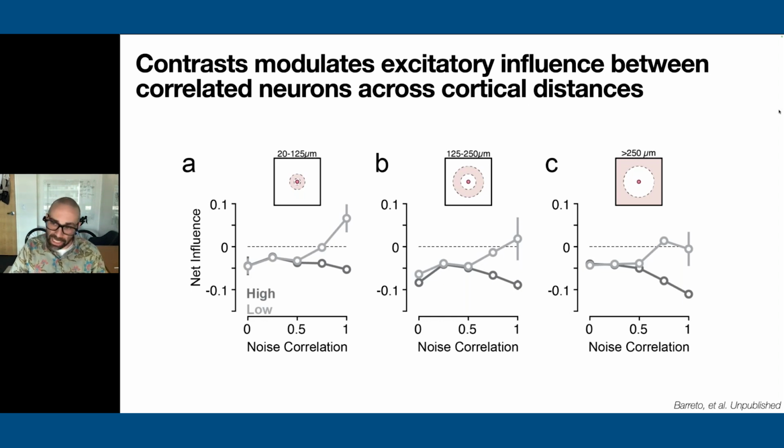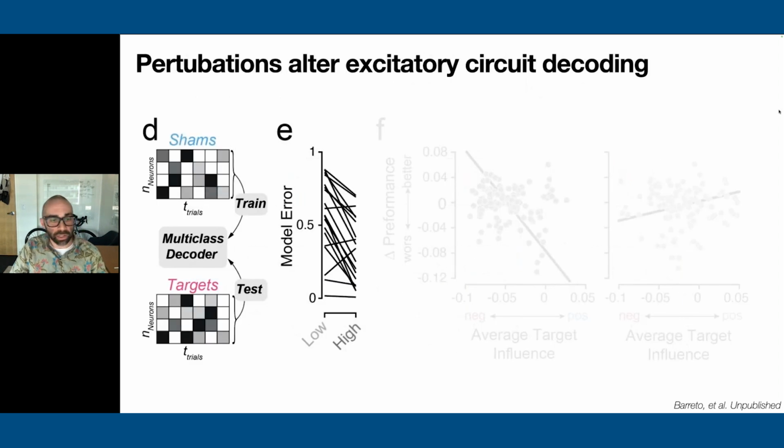And so if this was the case, you should see this on the level of information content within circuits. So the next thing that we did is we actually tried to get at that using a multi-class decoder. We took the activity of all the neurons across all the different trials, and we took only the sham trials, and then we trained and optimized a multi-class decoder. In this case, the best one that worked for us was a logistic regression multi-class decoder.